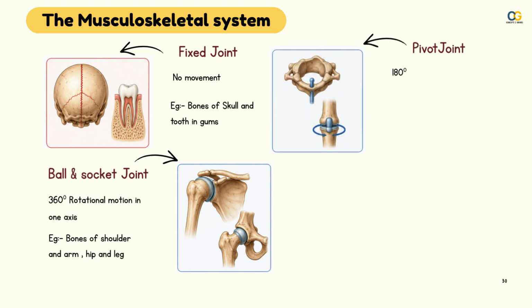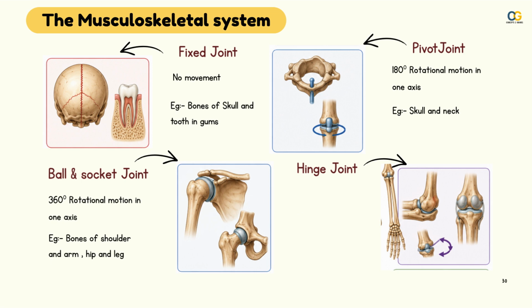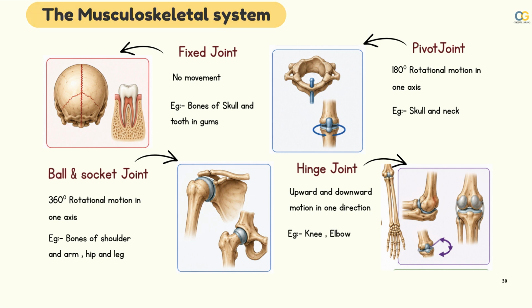Pivot joint, or 180-degree rotation in one axis, is present at our neck where the skull and the vertebral column is connected through this joint, which provides a 180-degree rotation in one axis. Hinge joint, which is present in knee, elbow, etc., have upward and downward motion in one direction to help move the elbow and knee accordingly.